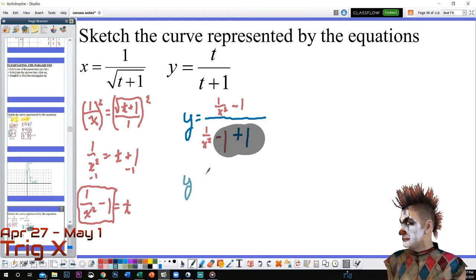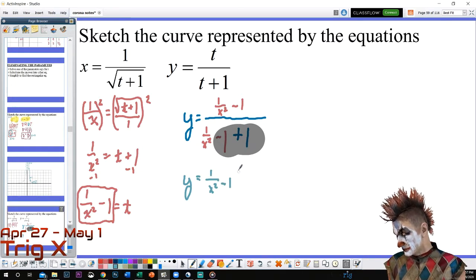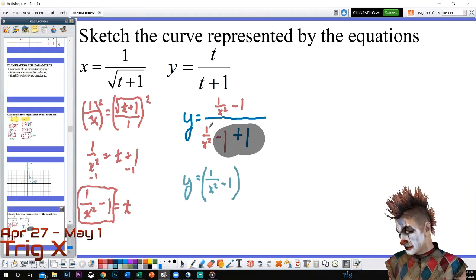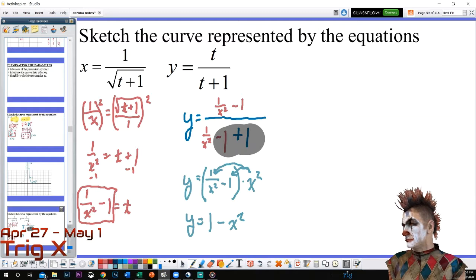Now I have 1 over x squared minus 1 on the top. I can flip this upside down and multiply, right? So that would be times x squared over 1, or just x squared. Now that's the same as if I wrote this in front, it doesn't really matter. My next step, I can just distribute this to both of these. So now I have y equals x squared over x squared, which is just 1, minus 1x squared. And that is my function in rectangular form.